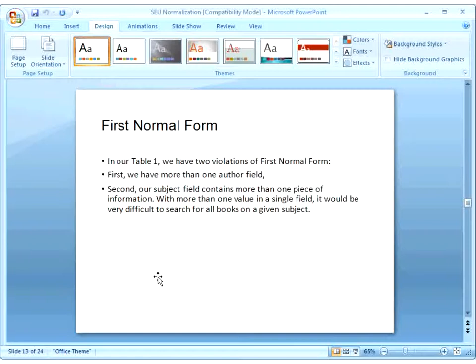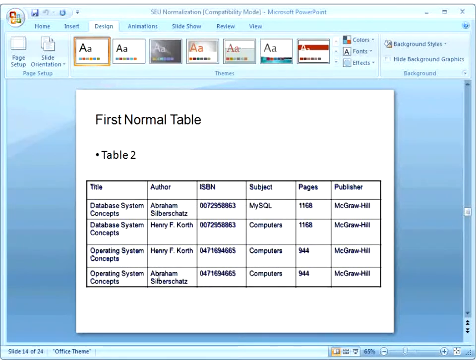So you should have a single column for author, and if there is some author 2, you record it again, repeating the information but with the name of author 2. Second, our subject field contains more than one value in a single field. It would be very difficult to search for all books on a given subject. So this is the problem, which is now resolved.